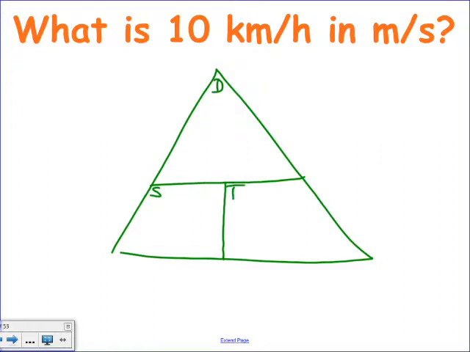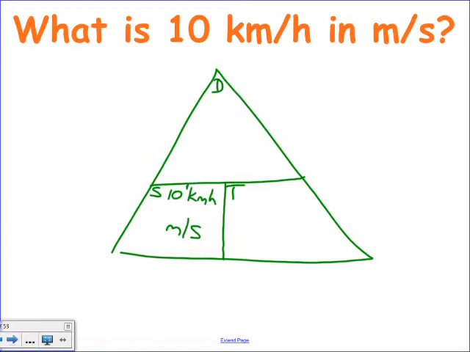Good. So I'm going to convert 10 kilometers per hour into meters per second. So my speed is 10 kilometers per hour. So I want this to be in meters per second. That's my speed. I don't know what it is yet, so I'm going to leave that there. My distance. So what does 10 kilometers an hour tell me? It's not miles. So let me just rub this out. I've written miles, haven't I? It's kilometers. 10 kilometers an hour.